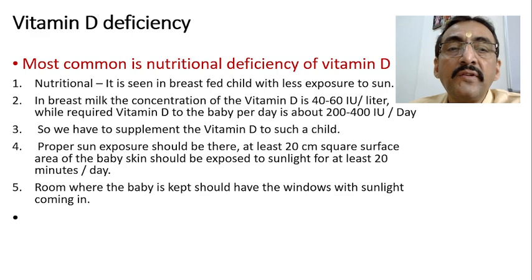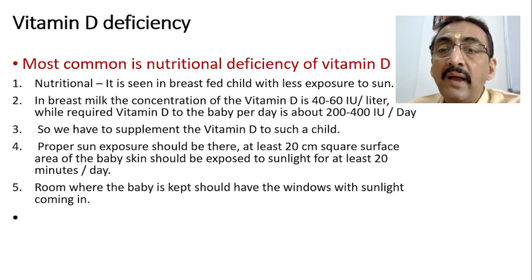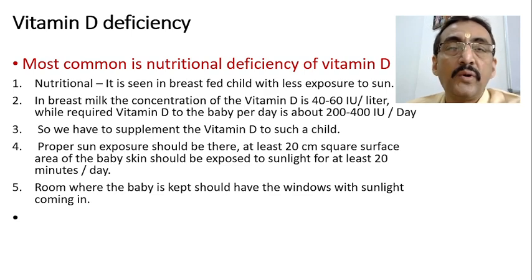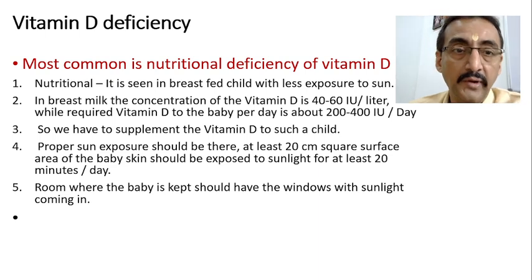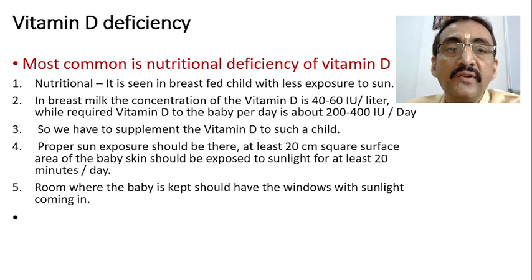In breast milk, the concentration of vitamin D is about 40 to 60 international units per liter, while the required vitamin D for a growing baby per day is about 200 to 400 international units. So nowadays we always prescribe vitamin D drops for every newborn. The reason is that breast milk concentration of vitamin D is low, but it is actually sufficient if the baby is exposed to sunlight periodically, daily.